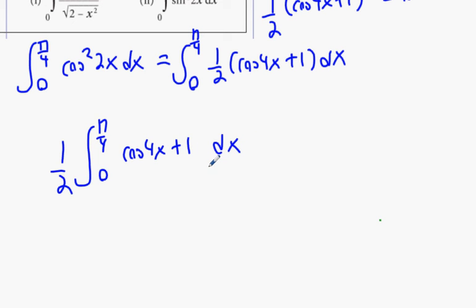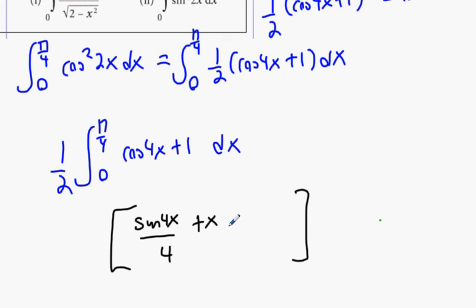Are we cool with that? Any questions? Okay, I'd be surprised if you remember all this. Now, integrate it. What happens when you integrate cos 4x? Sine 4x over 4, differentiate the angle. Plus differentiate the 1, x. Half on the outside.